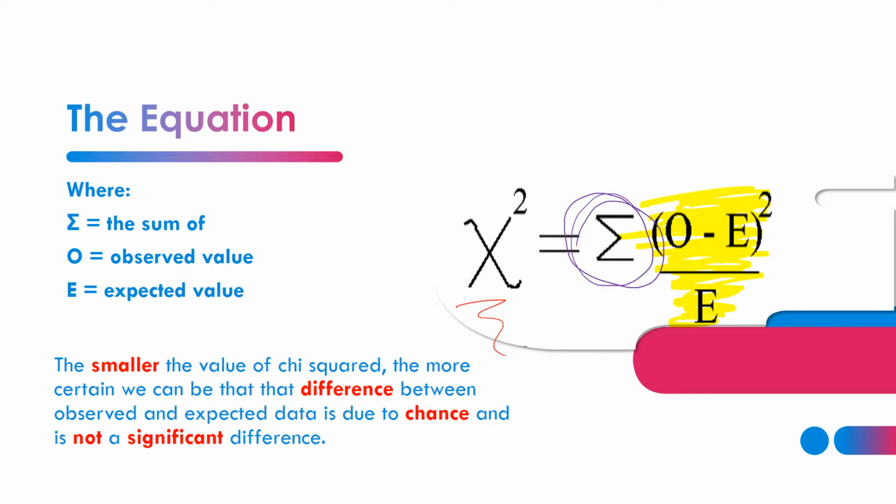Now, a little hint here is the smaller the value of our chi-squared, the more certain we can be that the difference is down to chance. So the difference is not significant, it is down to chance, which means that we can accept the null hypothesis. Our null hypothesis is that any difference that we are observing is down to chance.